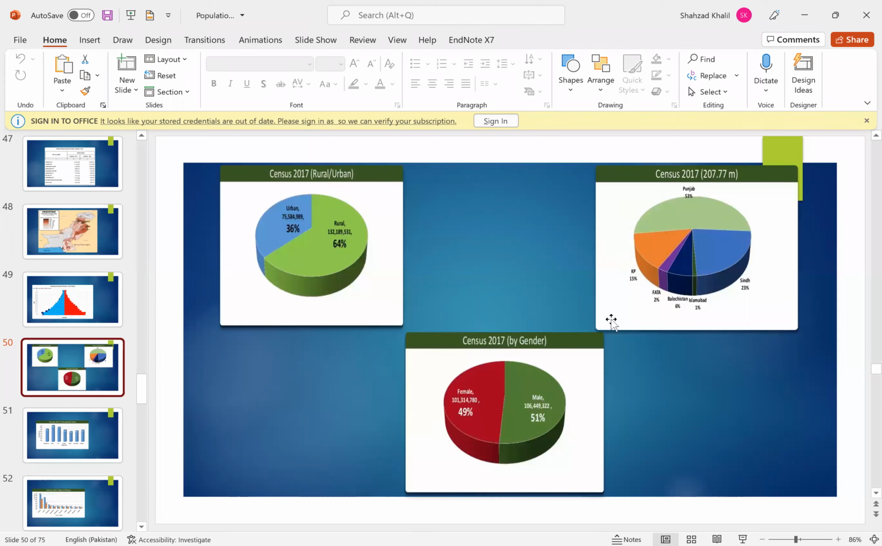Next, in the census, the urban population is 36% and the rural population is 64%. You can see 53% of the population is in Punjab and 23% in Sindh. KP has 15% and the remainder is in the remaining provinces. By gender, 49% are female and 51% are male.